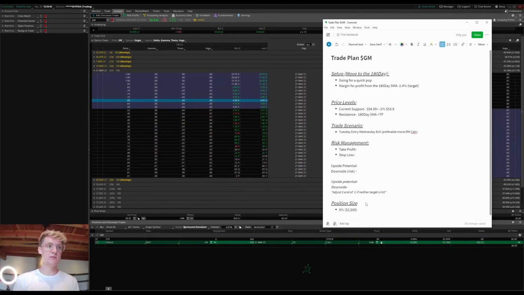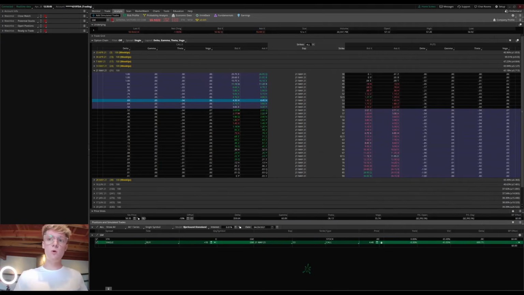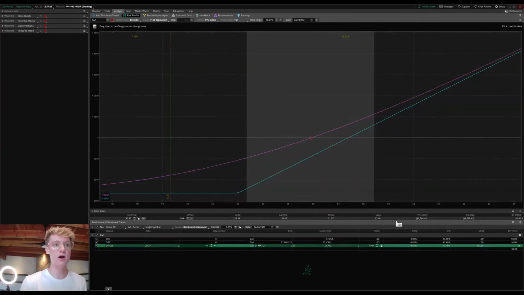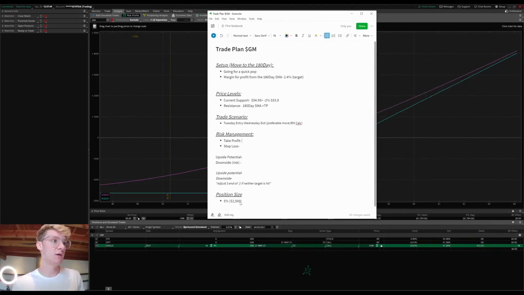My typical position size, pretty much standard with all my trades, is 5%. I trade with a $50,000 portfolio, and $2,500 is 5% of that. Considering we want a 5% position size, let's calculate the number of contracts we're going to be able to buy. 6 contracts at $4.40 per contract is $2,640, which is a little bit above 5%. We could go a little bit under: 5 contracts would be a little bit under, 6 contracts a little bit over. I'm just going to keep it around that 5%.